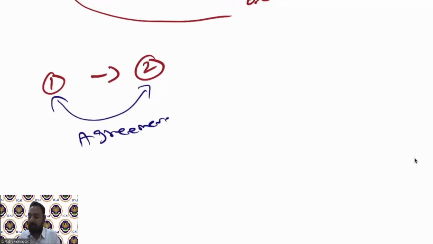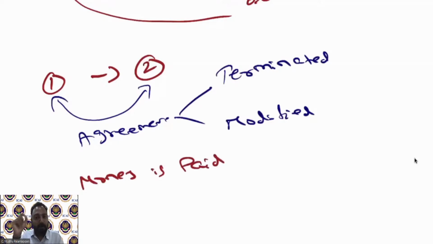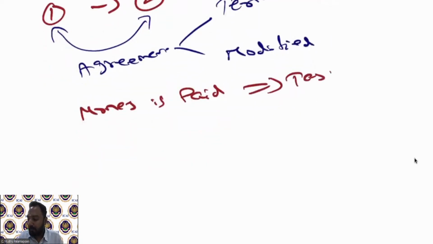Okay, it could be any two persons. Now this agreement is terminated or modified. For this termination or modification, if money is paid, then it will be taxable under PGBP under Section 28, Clause 2.